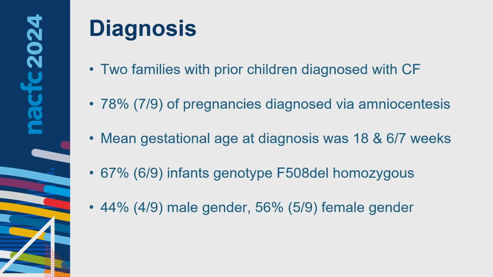In regards to diagnosis, 2 of the families had the insight of a prior child with CF, so they were much more attentive to the consideration of a future child with this diagnosis. 78% or 7 of 9 pregnancies had a diagnosis via amniocentesis. The mean gestational age at diagnosis was just under 19 weeks. 6 of the 9 infants were found to be F508del homozygous, and just over 50%, 5 of the 9, were female, with the remainder being male.